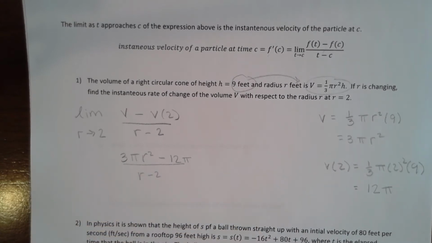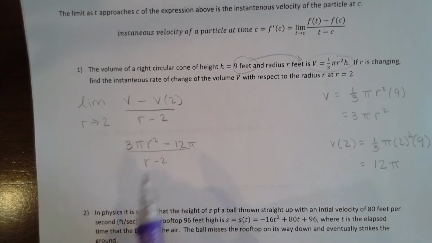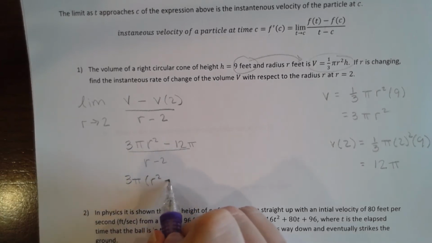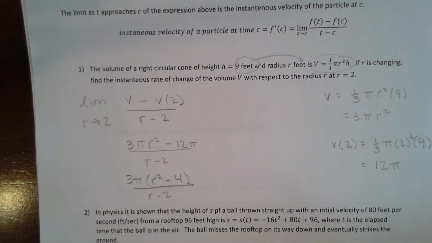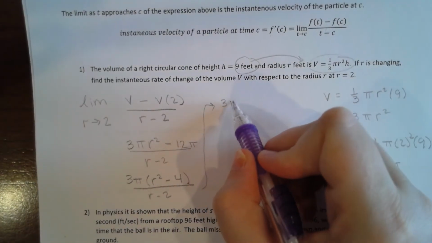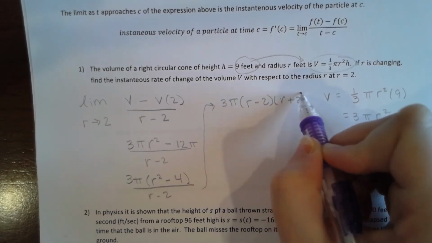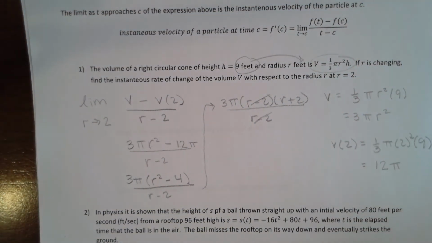So now we need to factor, because I can't plug 2 in here yet because that would give me 0. So we could factor out a 3 and we could factor out a pi. So if we factor out a 3 pi, that leaves us with r squared minus 12 pi divided by 3 pi gives us 4, all over r minus 2. Well, this is the difference of squares, so now we can factor by difference of squares, r minus 2, r plus 2, all over r minus 2. Oh look, our r minus 2's can cancel, awesome.